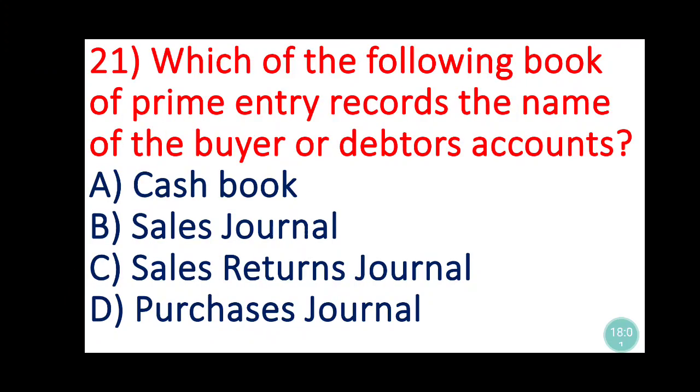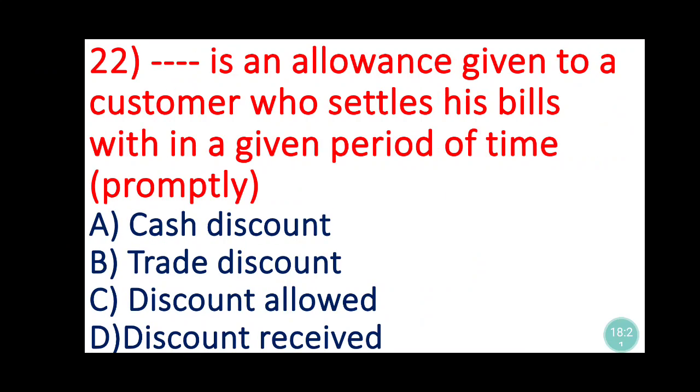21. Which of the following book of prime entry records the name of the buyer or debtor's account? So first, when we sell goods on credit, the name of the buyer we first record in which book? Sales journal. So answer is B, sales journal.